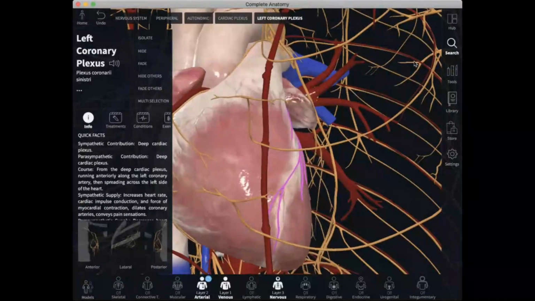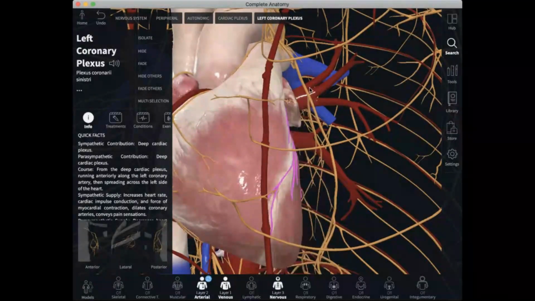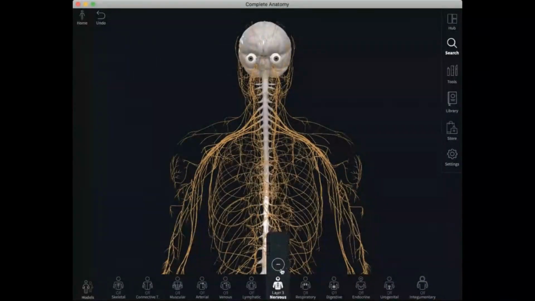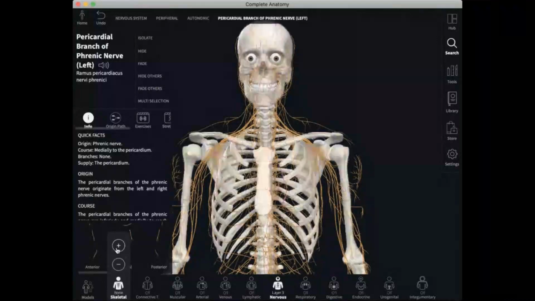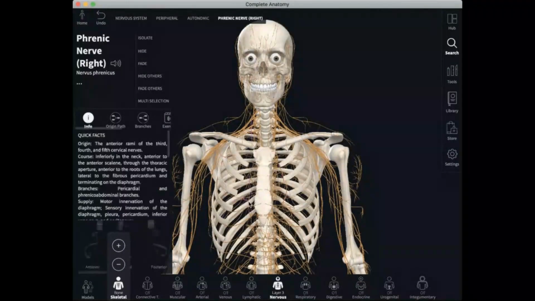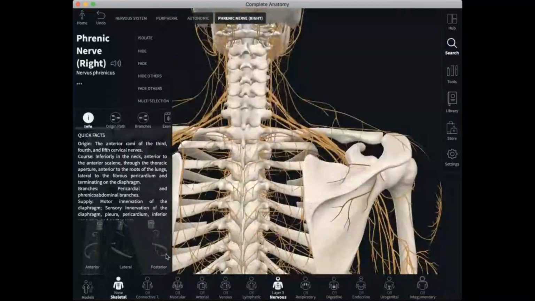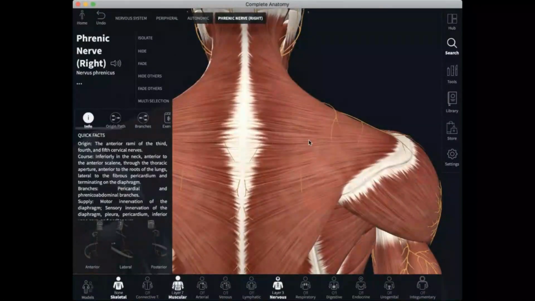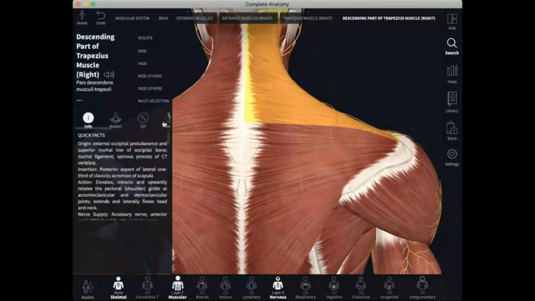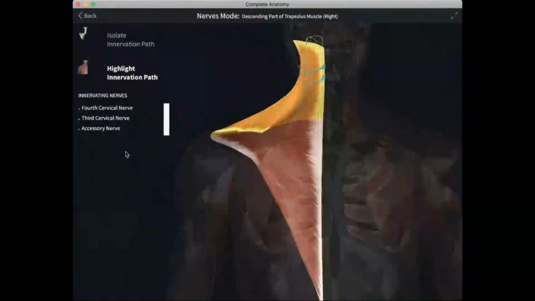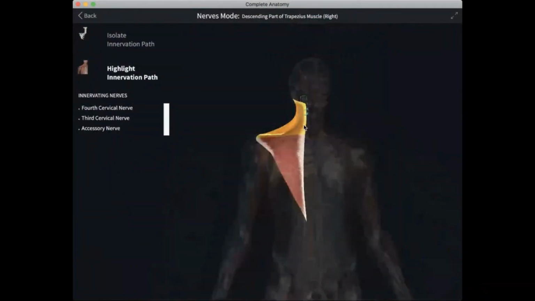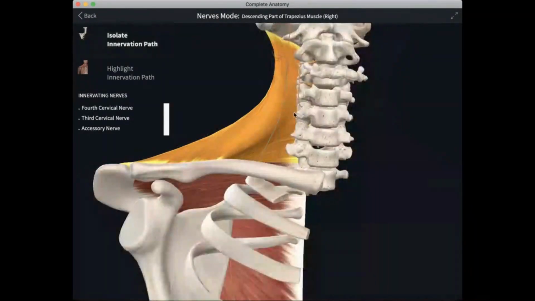Then the 11th cranial nerve is the accessory nerve. This accessory nerve is supplying the trapezius muscle and the sternocleidomastoid muscle. This is the trapezius, and if you look at the nerve supply of this trapezius, you have to observe this carefully.